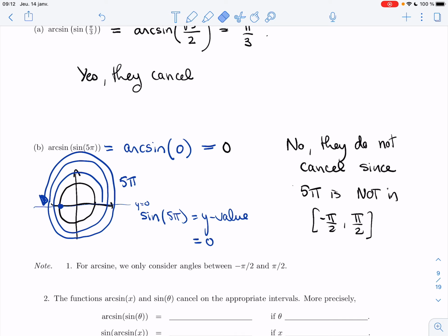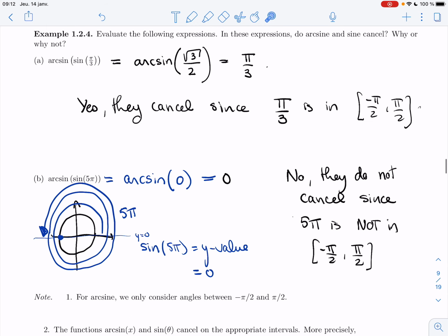All right, and here they cancel since pi on 3 is in my chosen interval. So this is the interval on which sine and arcsine cancel. So if you start with something in it, then you would just cancel the sine and the arcsine and get pi on 3 out of it. If you're not in the right interval, then instead of giving this point, you would have to go back to the point with the same y value, same sine value, but in the right interval. And so that's why we end up with 0 instead of 5 pi.